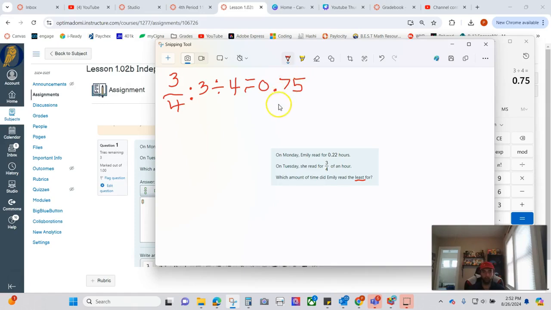And we can compare that to 0.22. So which number is least? 0.75 or 0.22? Well, let's compare it one place value at a time. Let's start at the biggest place value that we see, the ones place. Do we see one bigger, or are they the same? These numbers are the same in the ones place. So let's move on to the next place value.